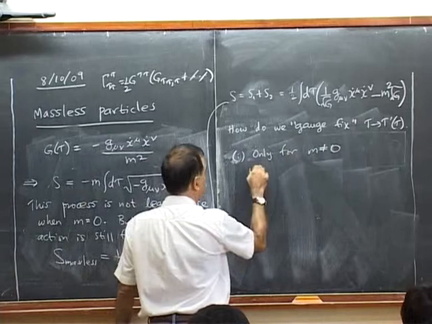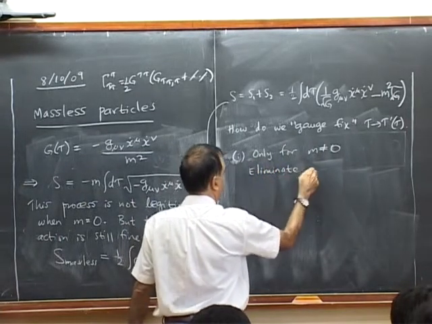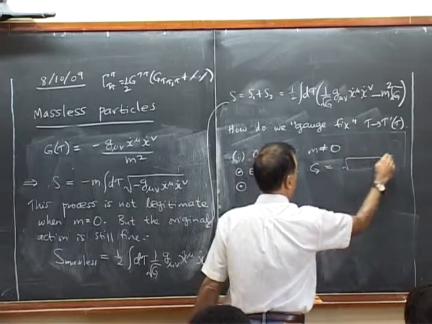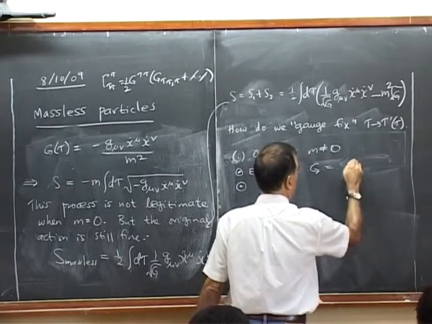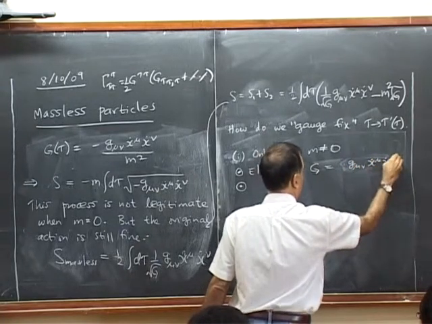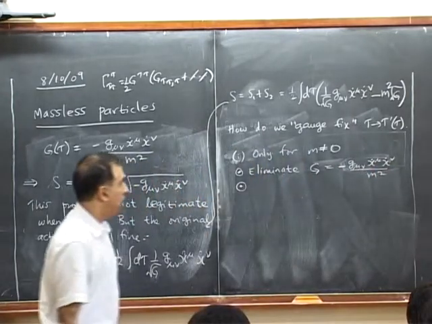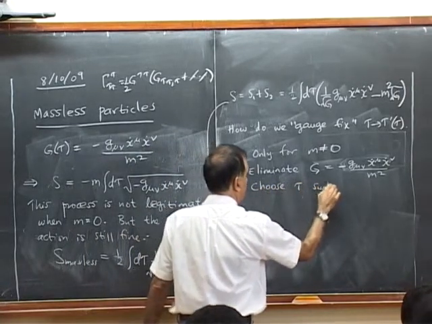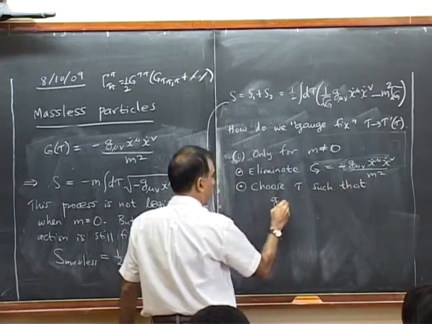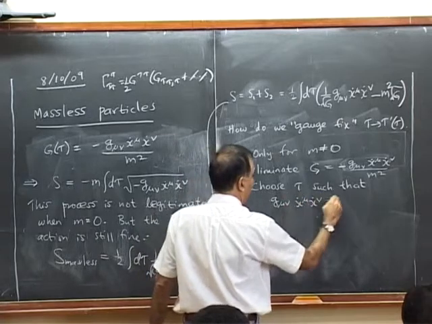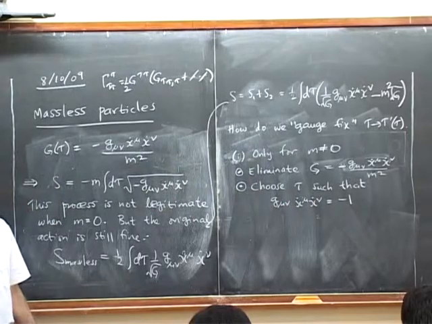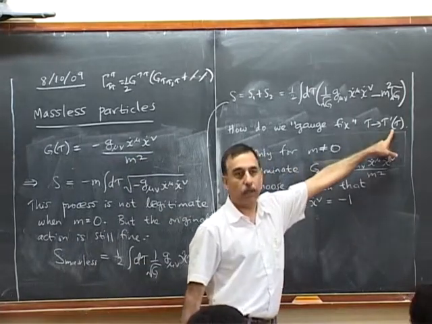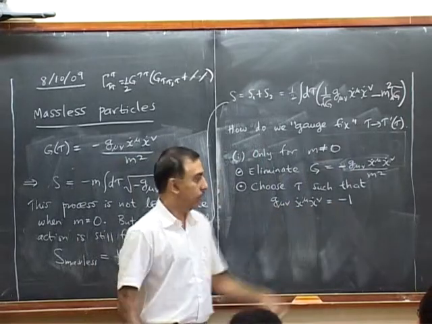Eliminate G. That's the first step. After that, choose tau such that this is equal to minus 1. When we say choose tau, we mean make a change of coordinates to a variable tau which solves this equation. Then tau is the proper time.